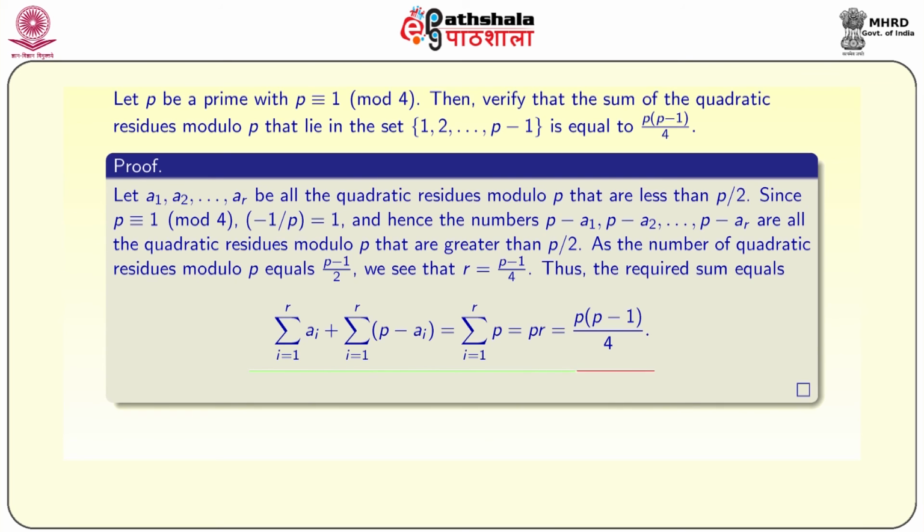So, that is P times R, but R is equal to (P minus 1)/4. So, we got P times (P minus 1)/4. So, what we showed is that the sum of quadratic residues modulo P, whenever P is of the form 4k plus 1, is P times (P minus 1)/4.